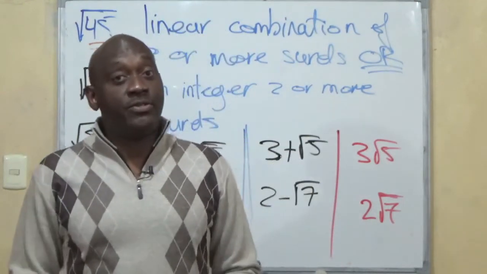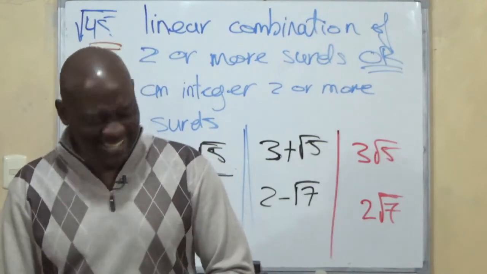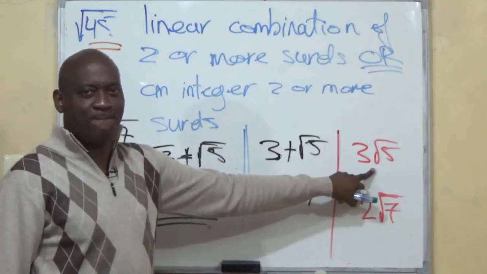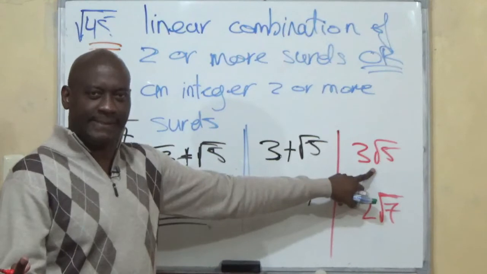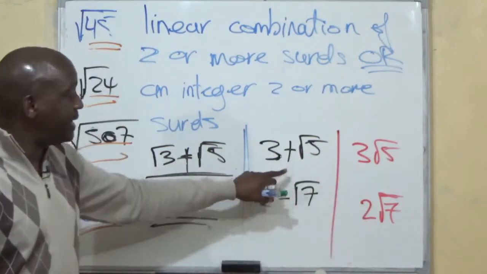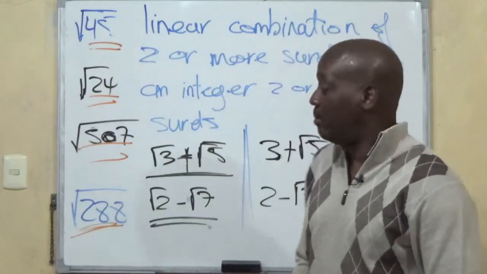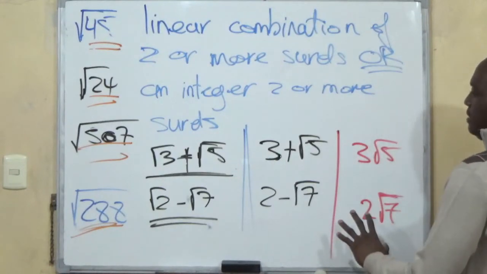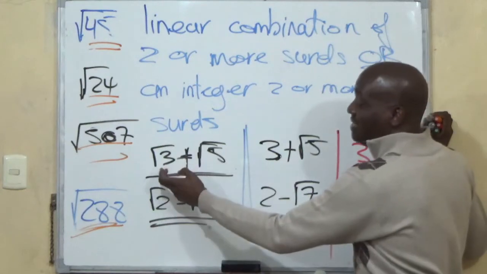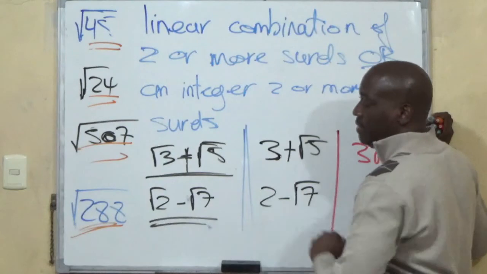3 plus root 5 is 3 plus root 5. Right? So this is your mixed surd where you're multiplying. Anytime you're adding and subtracting, that is a compound surd. And the compound surd could either take the form of an integer plus a surd, integer minus a surd, surd plus a surd, or surd minus a surd.